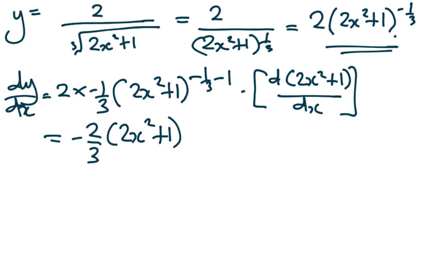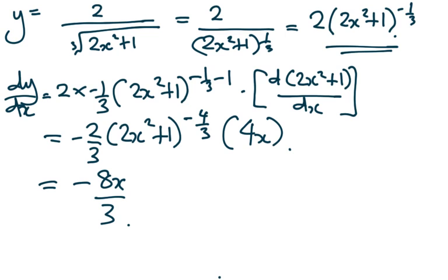Negative 1 over 3 minus 1 is the same as negative 1 over 3 minus 3 over 3, which is negative 4 over 3. Okay, and differentiating 2x squared plus 1 will give you 4x. Okay, I think that's it. Now we can simplify. So 4 times negative 2 is negative 8x over 3, and then remember this is 1 over... okay, you bring that down, it gives you, let's not do the root first, 2x squared plus 1 to the power of positive 4 over 3.